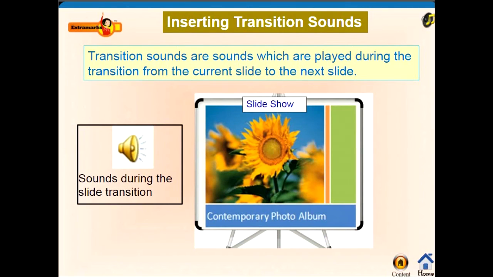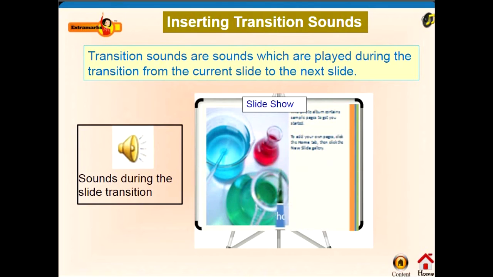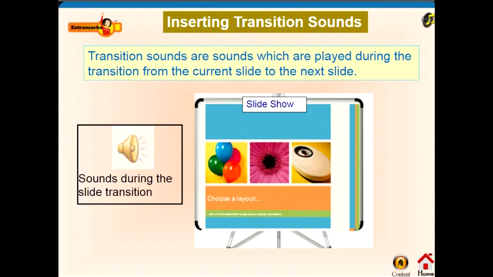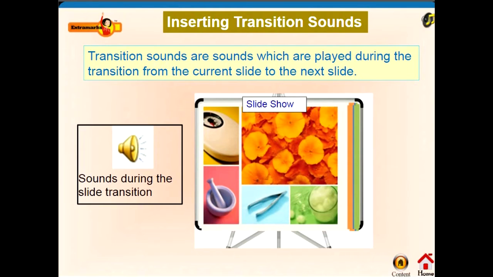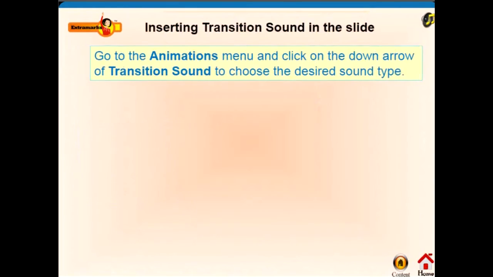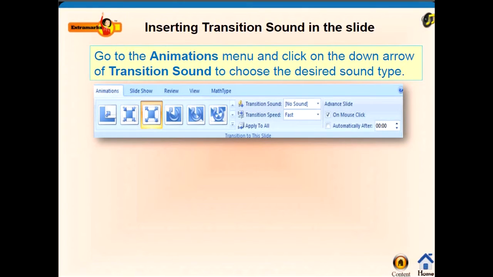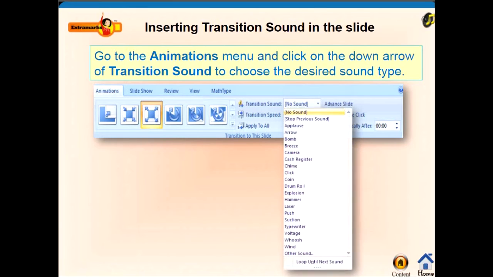Transition sounds are sounds which are played during the transition from the current slide to the next slide. Meaning when the slide changes from the current to the next one, there is a sound, and these are the steps for how we give the sound. To add sound, go to the animations menu and click on the drop down arrow of transition sound to choose the desired sound type. From here you can select the desired sound type.